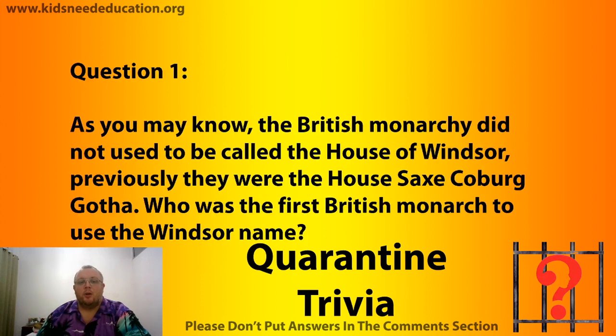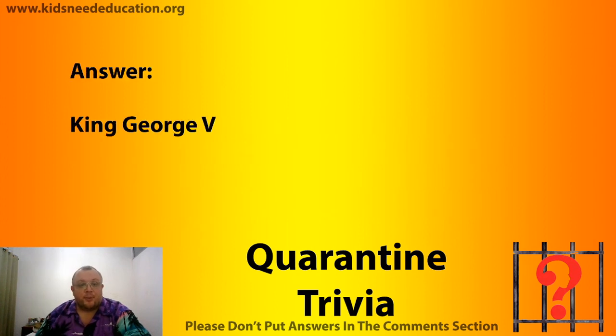So question number 1 was which was the first British monarch to use the Windsor name. That was, of course, King George V, current Queen's dad. He changed it during the war because Saxe-Coburg-Gotha sounded a little bit too German. A bit like the family.